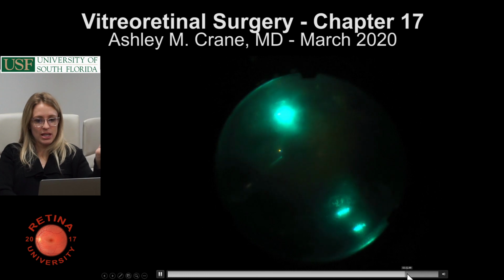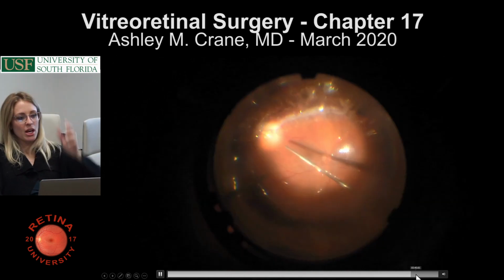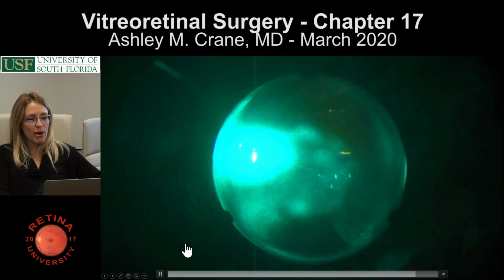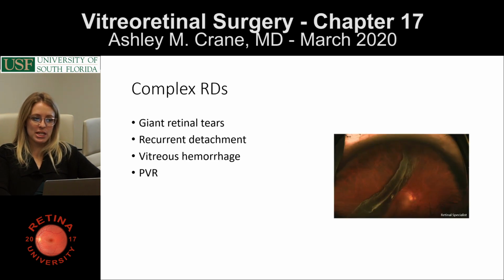Okay, and I think that we just have one more slide. Complications of, or maybe a couple. Complications of pars plana vitrectomy are nuclear sclerosis, glaucoma, PVR, detachment, endophthalmitis. Postoperative, there should be a P there, break or RD. And these, I'm not sure that those are very common. When you have silicone oil, you can have glaucoma or band keratopathy. And then complex retinal detachments we won't go into because your book didn't, but recurrent detachments, giant retinal tears. Vitreous hemorrhage, I don't know what they were getting at there, but PVR for sure.